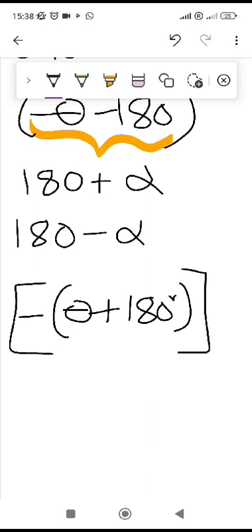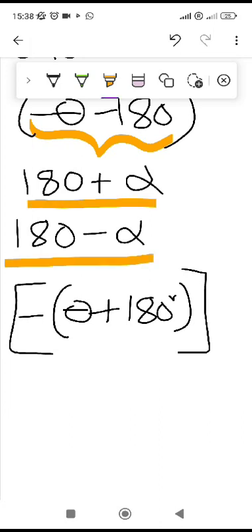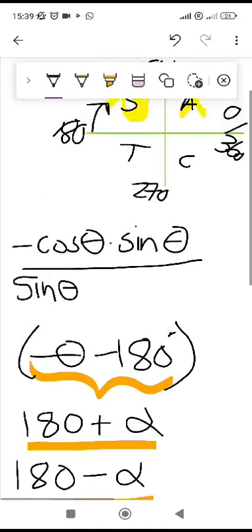Now this is almost like something that we want, right? So we said we want it to look like this. So we're just going to rewrite what's inside my bracket. Instead of theta plus 180, both of them are positive, so I'm just going to swap the order. Instead of theta plus 180, I'm going to say 180 plus theta. They're both positive, so it's not going to change anything if I just rearrange them. 180 plus theta.